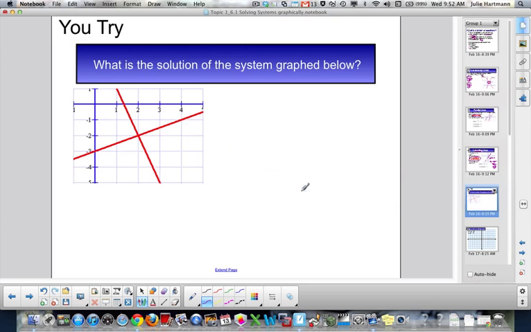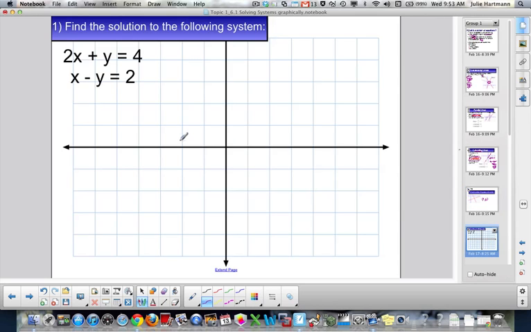So, let's look at some. Well, this is a U-try. What is the solution of the system graph below? So go ahead, this is your first U-try. Figure that out. Where do the two lines meet? Make sure you write it as an ordered pair. Next, find the solution to the following system.